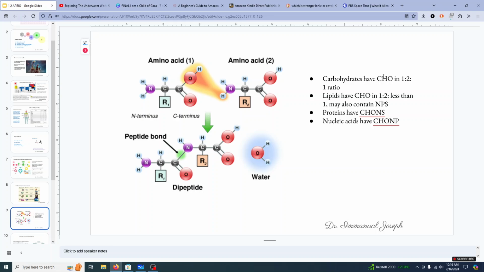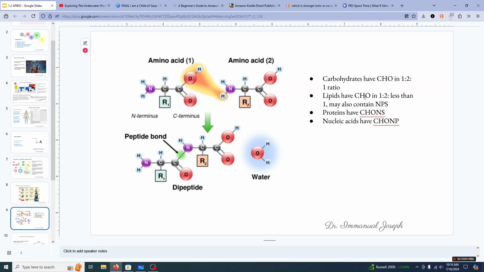Carbohydrates have carbon, hydrogen, and oxygen, and they are in the ratio 1:2:1. So think of glucose, for example, C6H12O6, which means 6 carbons, 12 hydrogens, 6 oxygens. So that's in the ratio of 1:2:1. Carbohydrates always have that ratio.